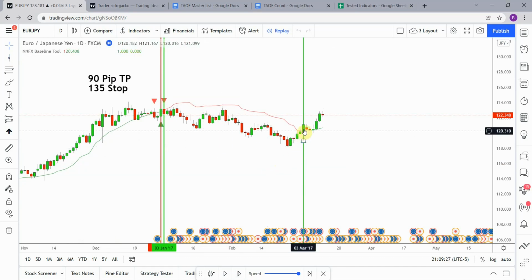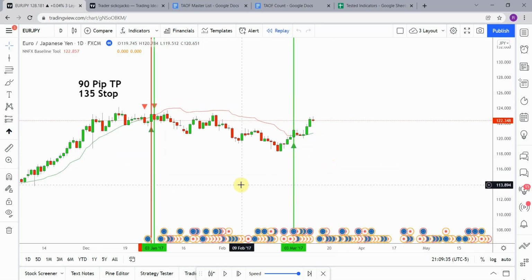Then over here on this side, we pick up a long signal and we get just a little bit of consolidation, and then price takes a nice little jump to the upside, and so that one also gets us to take profit. Let's go ahead and continue on.